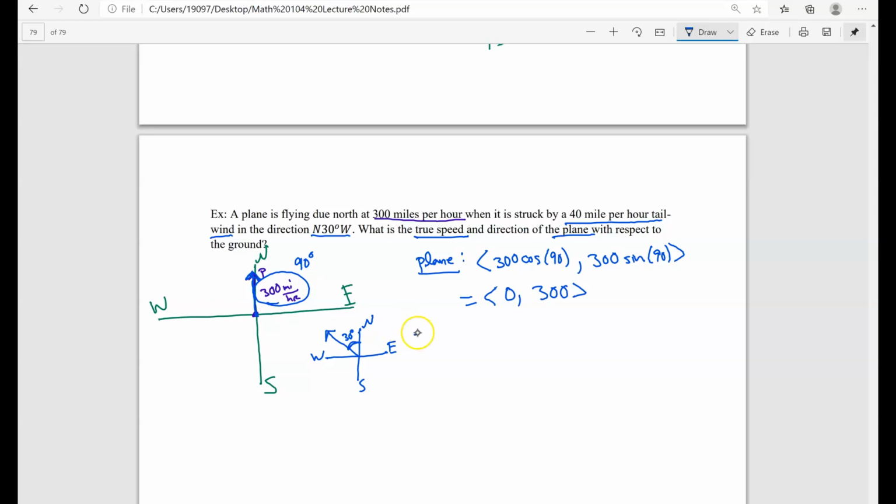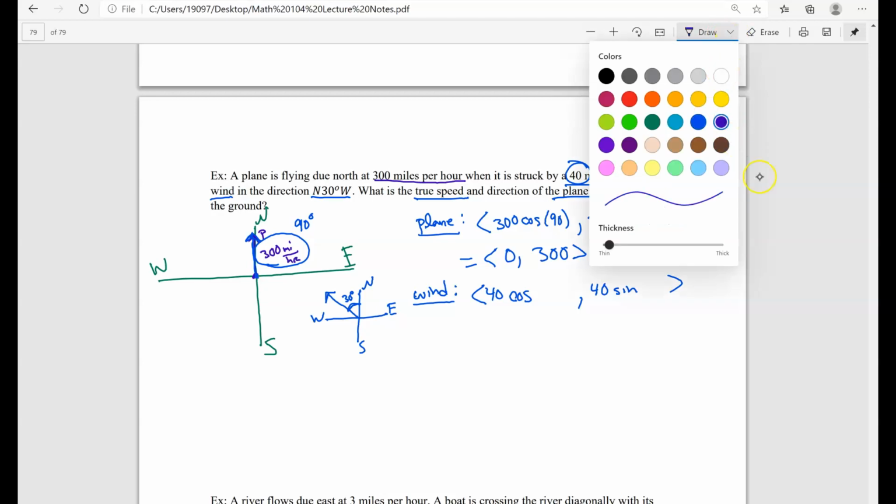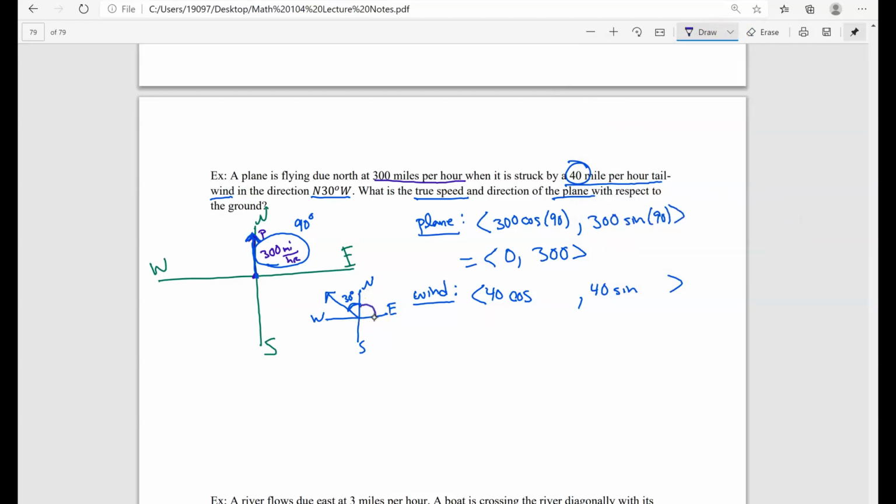And now we want to look at the vector form for the wind. You have to be very careful with this, because with the wind, we know the magnitude, which is 40. So the magnitude is 40 for both, 40 and 40. Now, what is going to be the cosine and the sine? Remember that we want to find the cosine and the sine from the positive x-axis. So we want to find this entire angle. We already know that this angle is 30. I've got to add this extra 90 degrees. If I do that, I get 120.